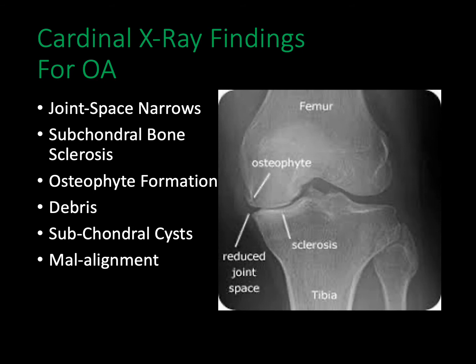Here you see the cardinal signs that we look for in OA. So narrow joint spaces, subchondral bone sclerosis. So you see a little bit of light, white here for the sclerosis. You see decreased joint space. You see an osteophyte here where bone is formed due to loading that sticks out away from the femur. You may see some debris occasionally. Subchondral cysts are sometimes present, and then malalignment. So you see a definite loading of the medial compartment versus a separation of the lateral compartment.